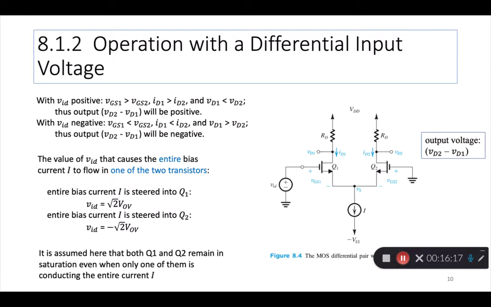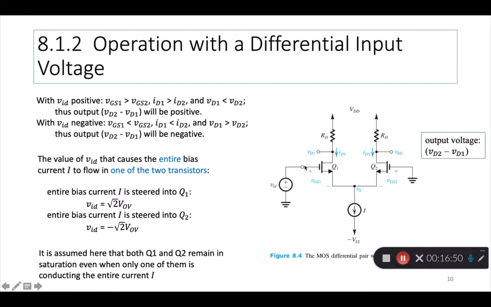Remember, I said there's a common mode input voltage and there's a differential input voltage. We just saw that common mode is rejected. Differential, obviously, we want it to be amplified. So the differential mode, what that means is, it is only applied to one of the two devices and the other is grounded. Now that's one way of doing it.